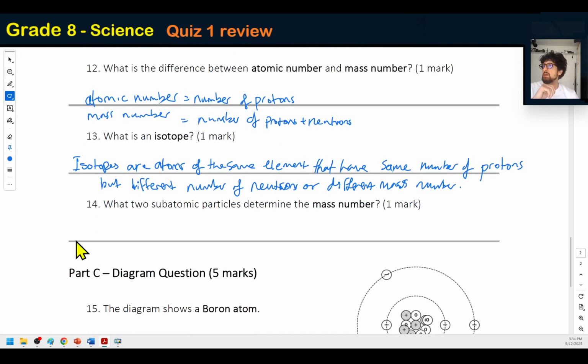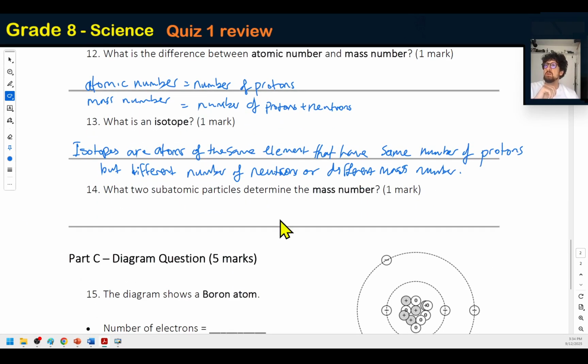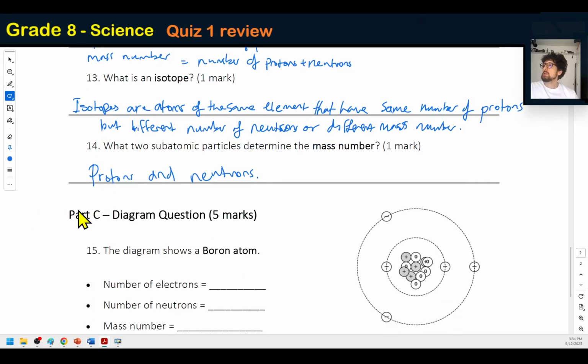neutrons. Okay, what are the two subatomic particles that determine the mass number? Well, hopefully by now you should know. Mass number relies on protons and neutrons. We don't have to write that fancy ampersand. We can just say and neutrons.